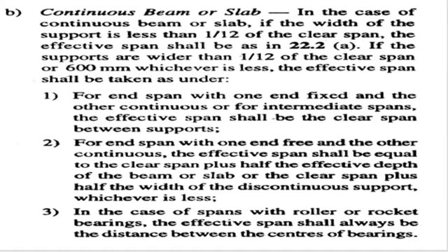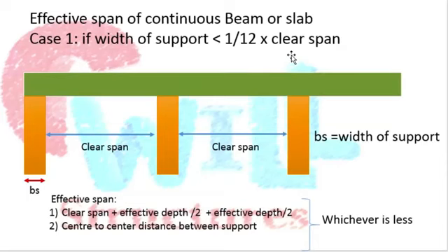Now for a continuous beam or slab, as per IS 456, let me read first. In the case of a continuous beam or slab, if the width of the support is less than 1/12 of the clear span, the effective span shall be as in clause 22.2, as in case number 1. Okay, so let's understand this first. Here is a width of support which is less than 1/12 of the clear span.